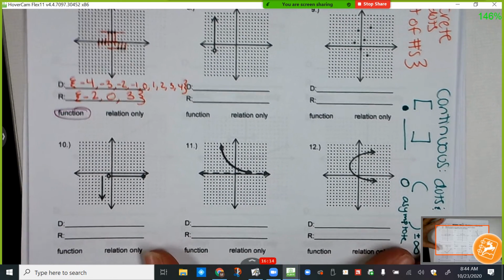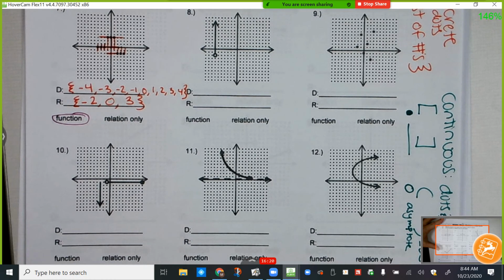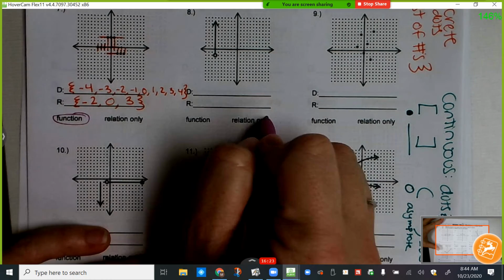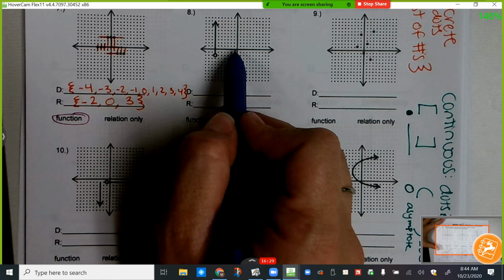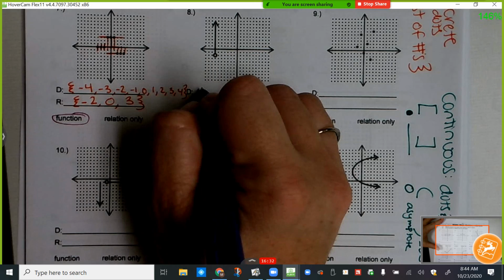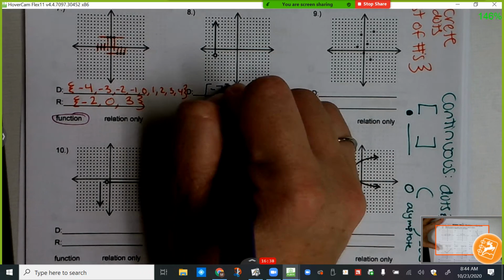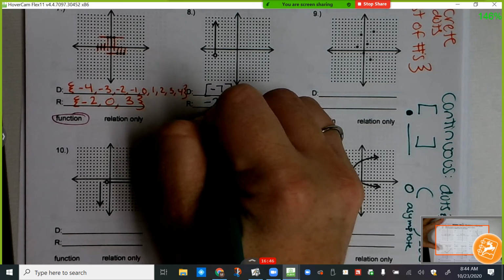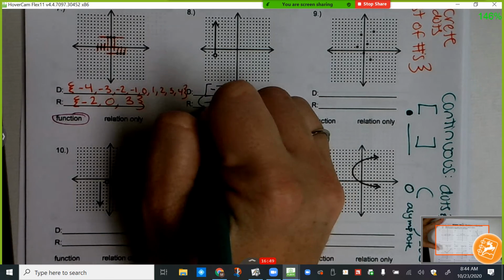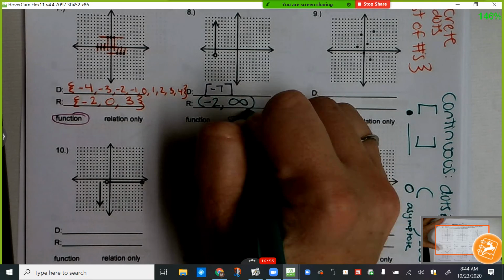Okay, number 8, function or relation only? Relation only, because if I drew a vertical line, it touches everywhere. Now, domain, what's the farthest left it goes? 1, 2, 3, 4, 5, 6, 7. Yes. What's the farthest right it goes? Does it ever go right from there? No, so we have the single number inside the square brackets. Now, what about height? What's the lowest it goes? -2. With what kind of dot? Open, so we use a parentheses. Comma, what's the highest it goes? Infinity also gets a parentheses.